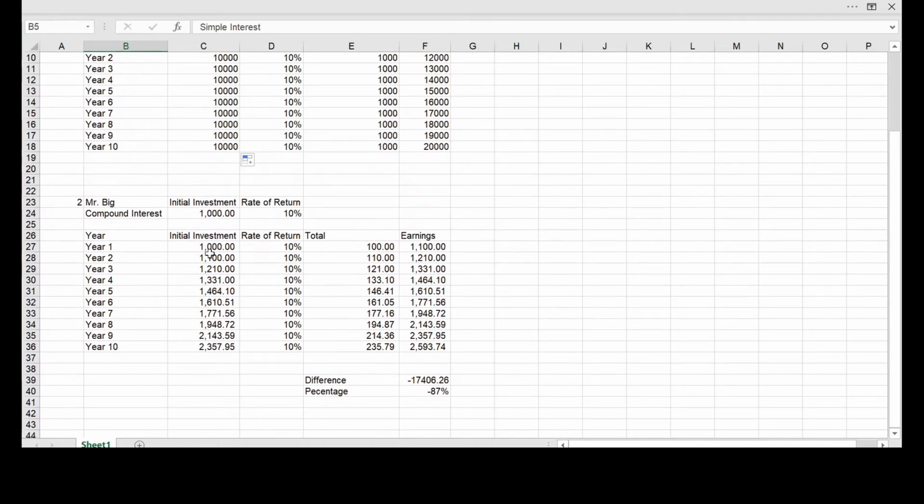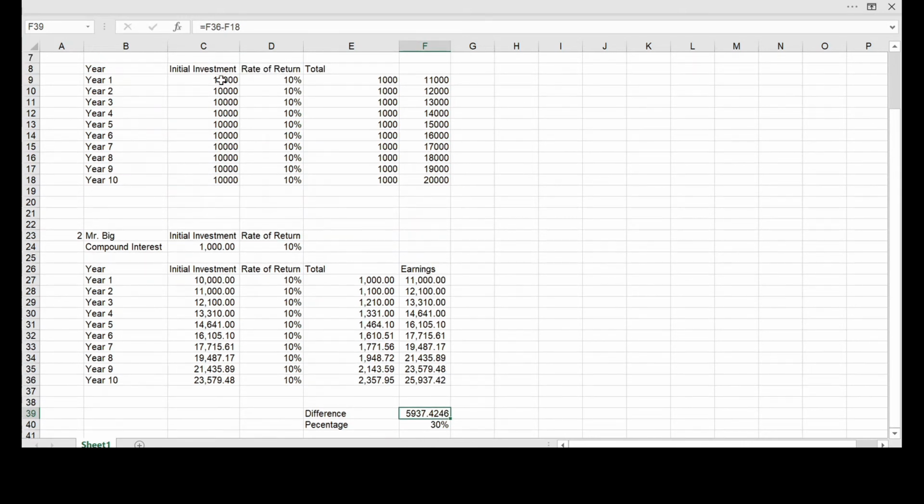Now, Mr. Big, if we do the same, 10,000. So Mr. Big, if we do the same, by the end of the 10th year, he would have earned himself $25,937.42 by the end of the 10th year at 10% average interest. Now, the difference between Mr. Big and Mr. Small here is almost $6,000. Again, it's a difference of 30%. Now, $6,000 is a big amount, however you see it.